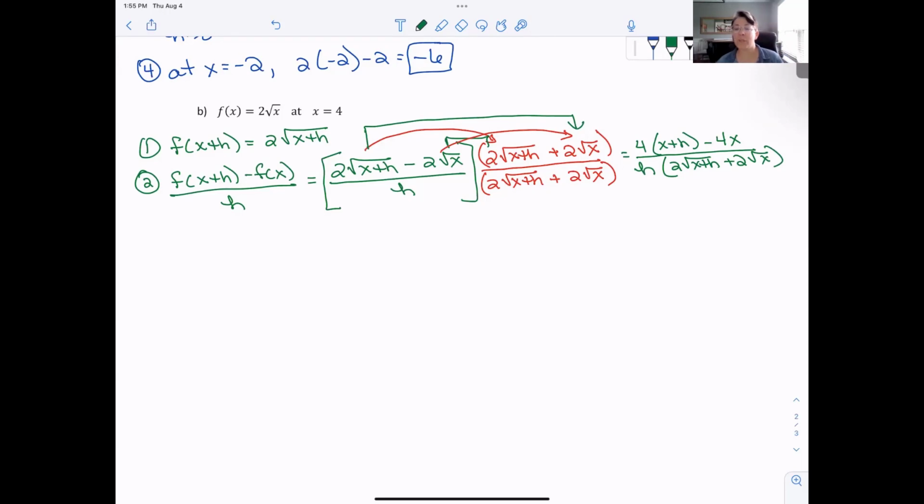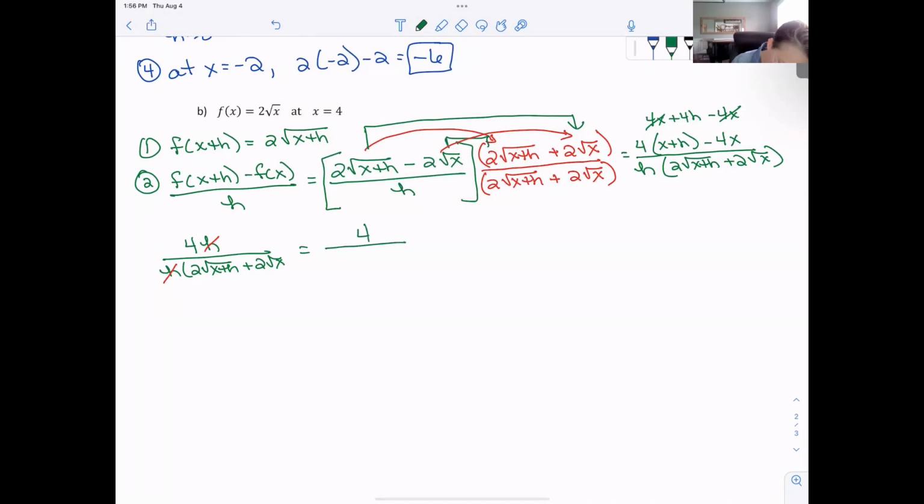So now notice what happens on top. If we distribute the 4, we get a 4x plus 4h, but we still have that minus 4x. So our h's are still going to reduce. We get 4h over h times 2 square root of x plus h plus 2 square root of x. Our h's reduce. And now we get a function that we can take the limit as h approaches 0. So even though we still have an h in the denominator, it's not just an h. So we can plug in 0 for that h and still be okay. We'll still be safe.